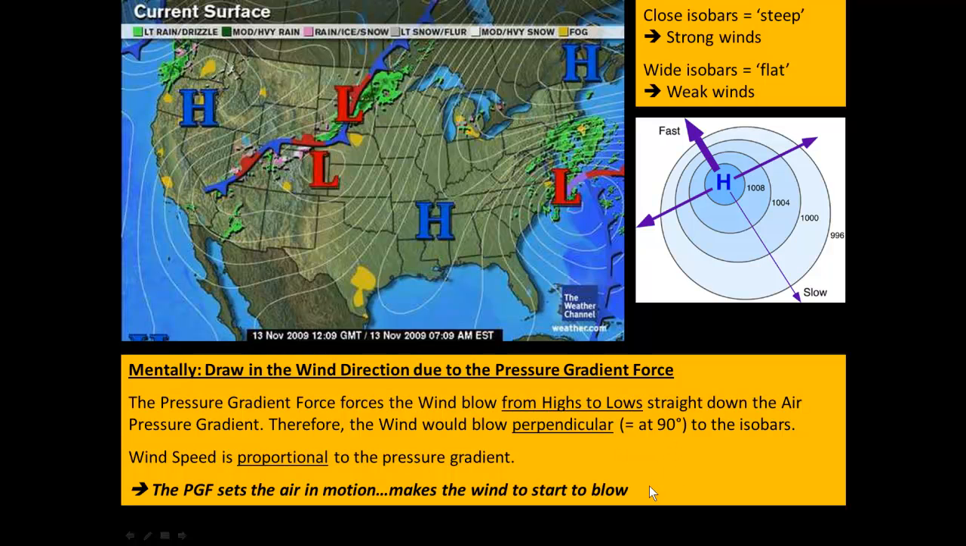So you can think about the pressure gradient force as setting the air in motion, making the wind start to blow down the pressure hill from high to low. And then it's just a function of how tightly the isobars are packed, whether the wind speed is going to be fast or slow. So pressure gradient force is what sets the air in motion. And you can draw in here the wind directions. Assuming again in this case that the Earth were not rotating, wind would blow straight down the hill here from high pressure towards the low pressure, going across the isobars at a 90-degree angle.